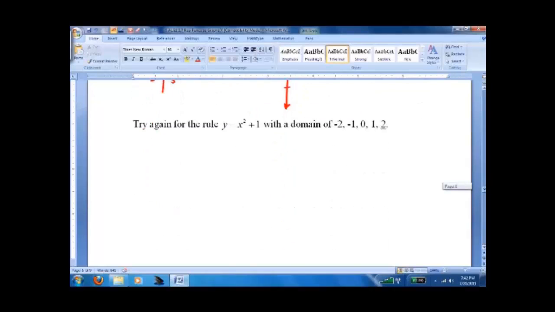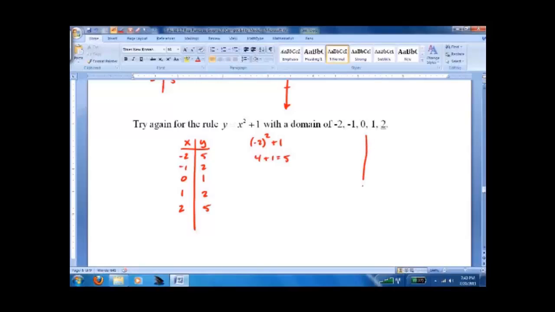Let's try it again just to practice. y equals x squared plus 1. This will not be a straight line. We won't be messing with the x squared until well down the line. So domain -2, -1, 0, 1, 2. -2 squared, I'm actually going to write this out, plus 1. -2 times -2 is 4, plus 1 equals 5. -1 squared is 1, plus 1 is 2. 0 squared is 0, plus 1 is 1. 1 squared plus 1 is 2, and 2 squared plus 1 is 5.